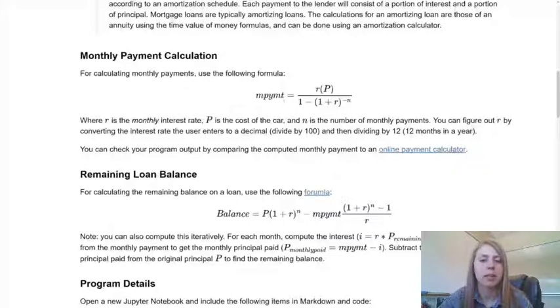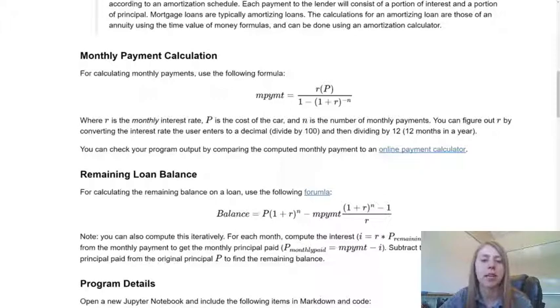So your monthly payment is based on a monthly interest rate. P is your principal. Say you're going to buy a car, so P would be the principal cost of the car, and N would be the number of monthly payments. So say you're going to take out a loan to buy a car. Your loan is for 5 years. 5 times 12 is 60, so you would have N monthly payments.